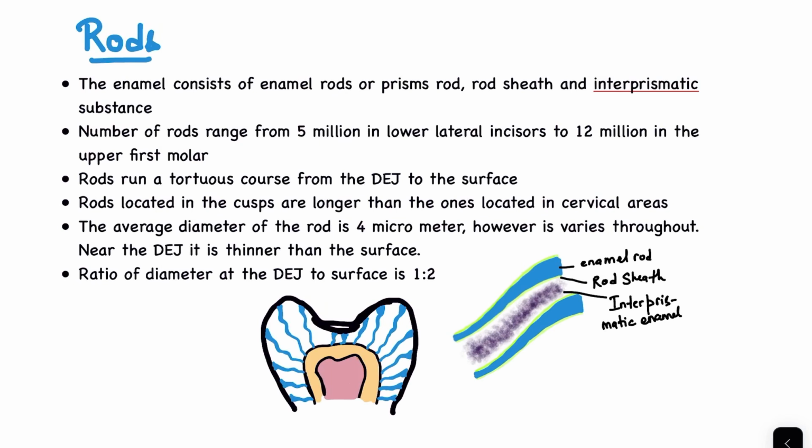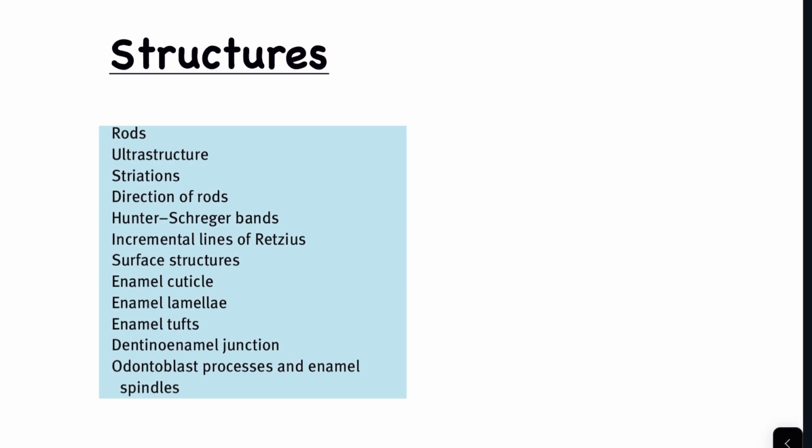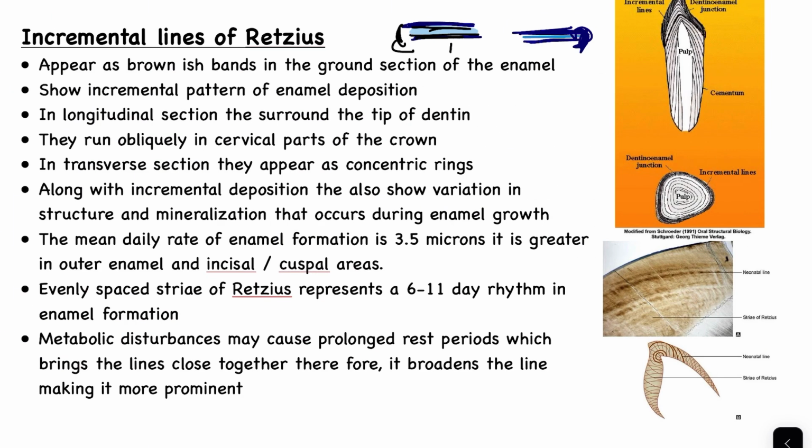Hi everyone. So in the previous lecture we started with enamel and we completed rods in this section of structures of enamel. Now today we'll continue with the incremental lines of Retzius. Okay. So what are the incremental lines of Retzius?